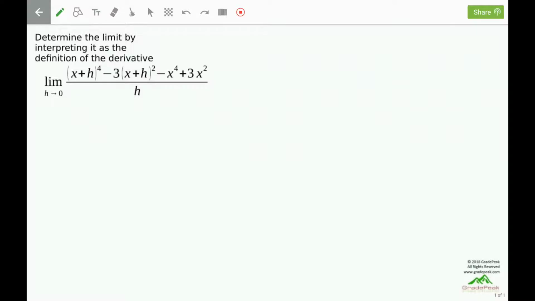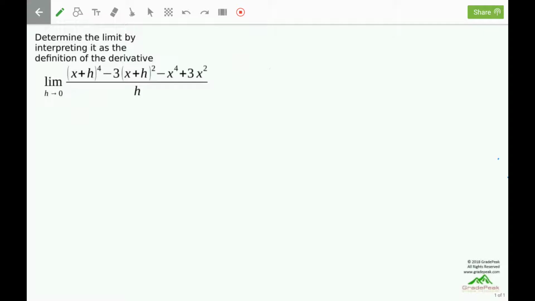Determine the limit by interpreting it as the definition of the derivative. Limit as h goes to 0 of (x plus h) to the fourth minus 3 times (x plus h) squared minus x to the fourth plus 3x squared, all over h.